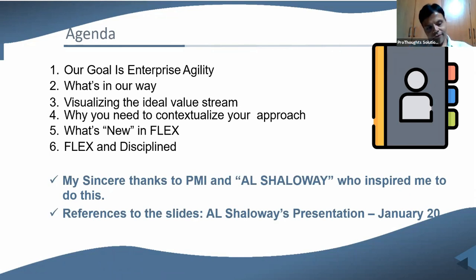All of us would have heard about agility, agile, business agility, and so on. This is the step which carves out the journey, or transcends this journey beyond the word called agility. It goes to enterprise level, complete enterprise level.